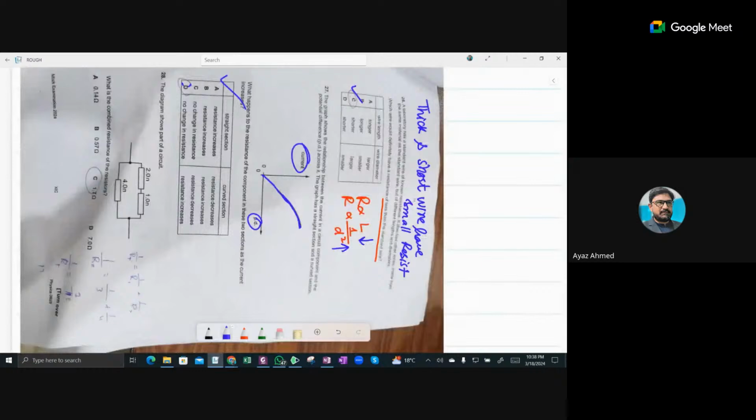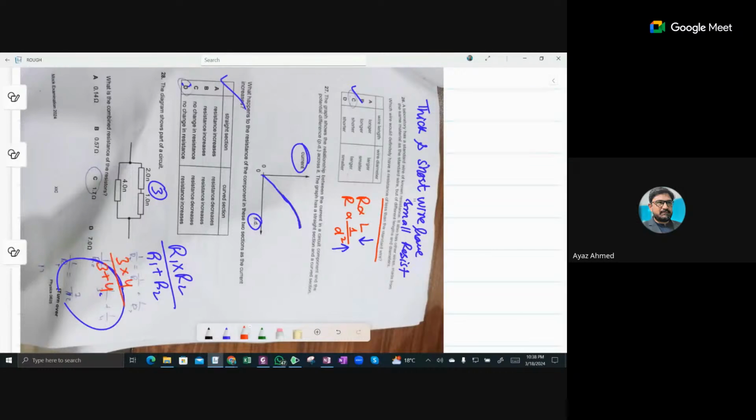So here, what is the equivalent resistance of that circuit? 2 plus 1 is 3 at the top and 4 at the bottom. So avoid this formula. Use this one: R1 times R2 divided by R1 plus R2. So what will be the value? 3 times 4 divided by 3 plus 4, so 12 divided by 7. What will be the answer? 1.7. Yeah, 1.7 is fine.